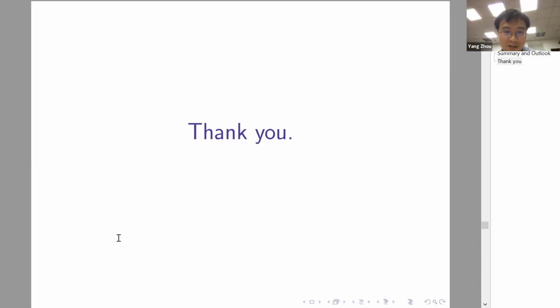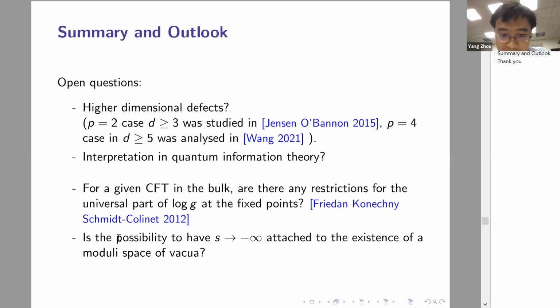Thank you for the very nice talk. So in the last slides, you mentioned the lower bound. So at least in 2D, there could be a 0 boundary entropy. Do you seek some positive lower bound or just a general lower bound?